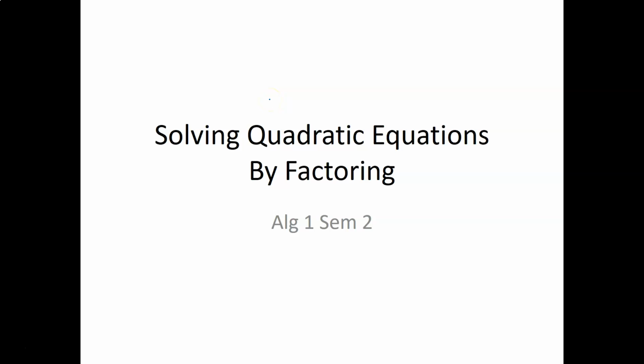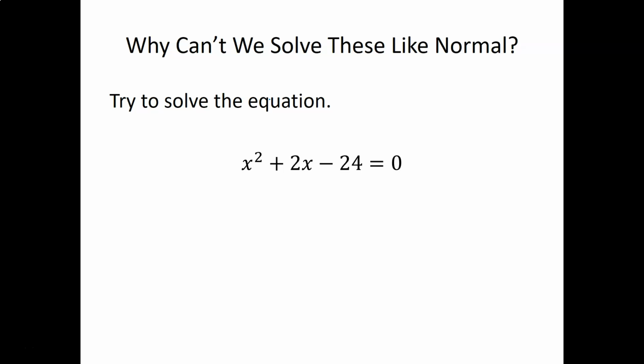In this lesson, we're going to talk about solving quadratic equations using factoring. So my first question to you is, why can't we solve these like a normal equation? Let's start with x squared plus 2x minus 24 equals 0, and let's try to solve it like a typical equation. If this were a linear equation with just an x, I would add 24 to each side.